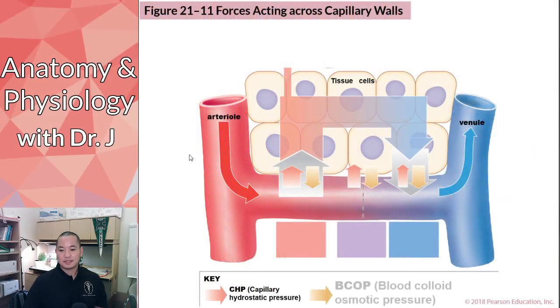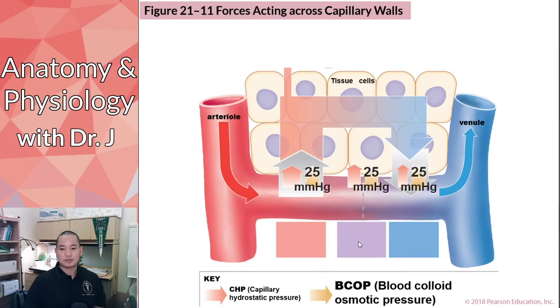Now, what we have here, there's another arrow you might notice, and this is what we call blood colloid osmotic pressure. I think OpenStax calls it blood colloidal osmotic pressure, one and the same. What do you notice about this arrow? Instead of going outside of the vessel like CHP, it's actually going toward the inside of the vessel. So it's some force moving fluid back into the vessel. Instead of going from the inside out, BCOP goes from the outside in.